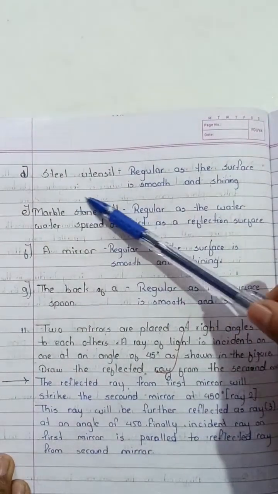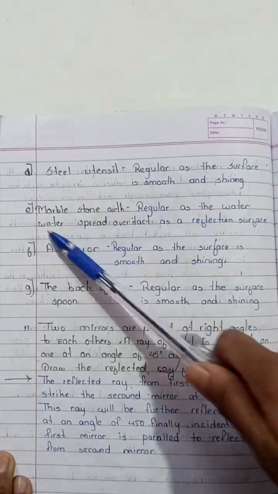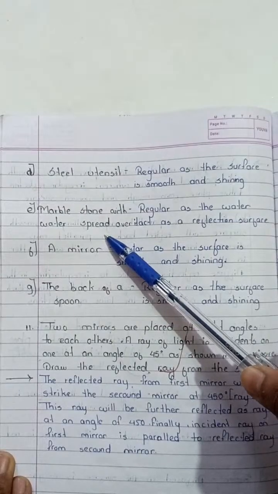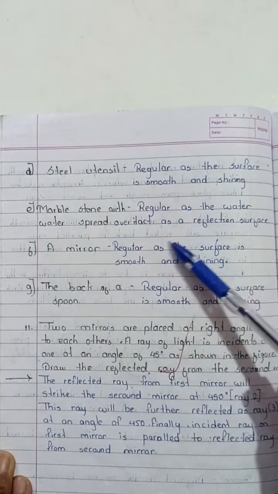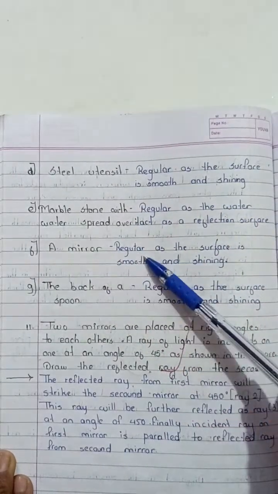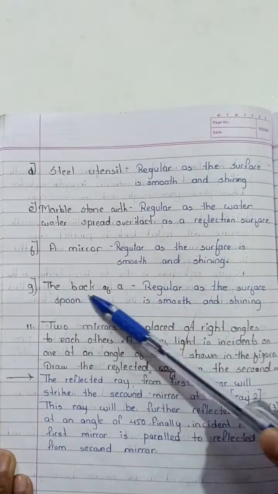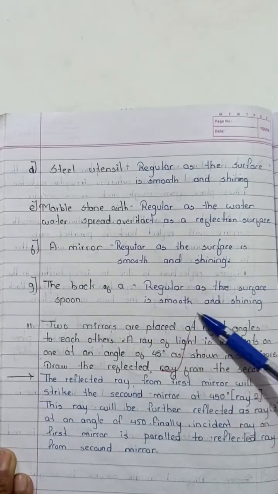D. Steel utensils. Regular, as the surface is smooth and shining. E. Marble stone with water sprayed over. Regular, as the water acts as a reflecting surface. F. A mirror. Regular, as the surface is smooth and shiny. G. The back of a spoon. Regular, as the surface is smooth and shiny.